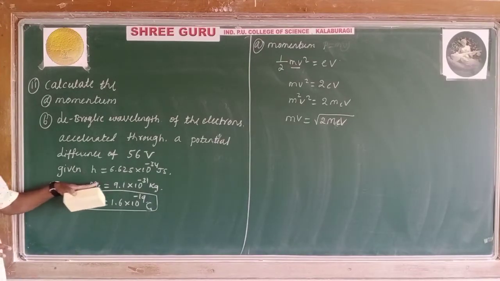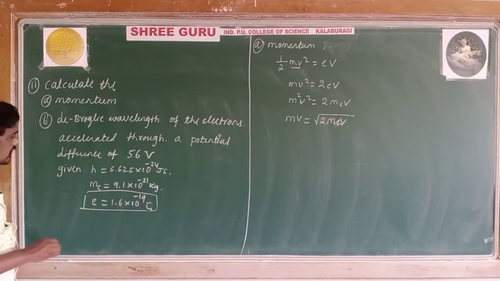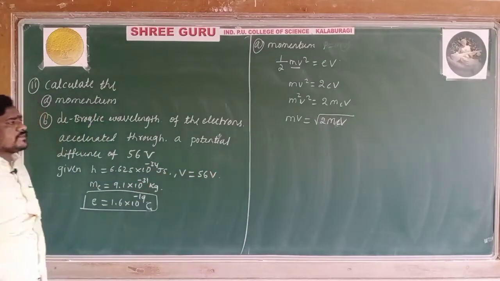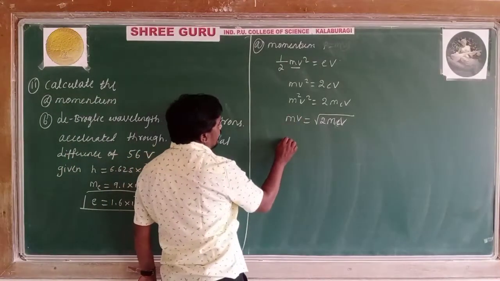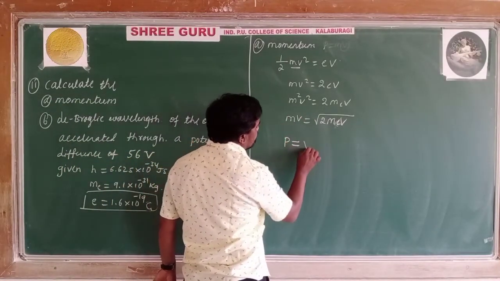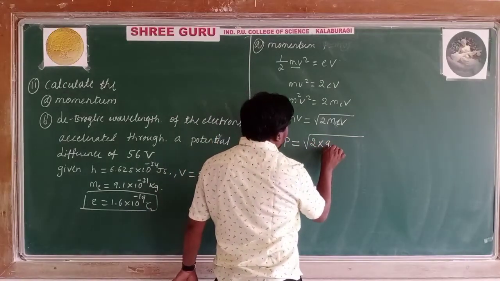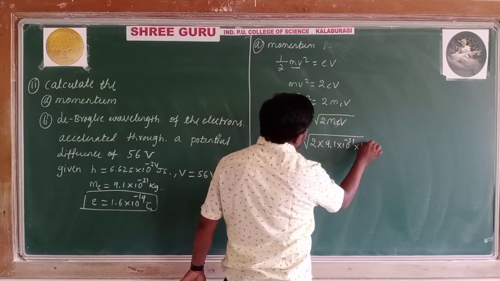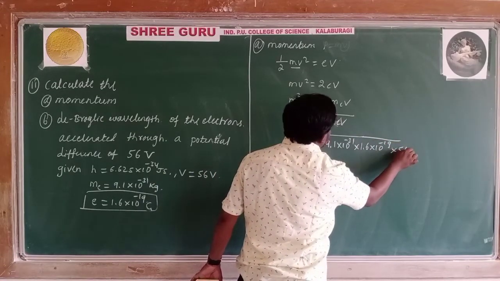We know the mass of electron, e is the charge, and h we know, and also potential V is equal to 56 volt. Now we can substitute the given values. This becomes momentum, mass into velocity, is under root of 2 into mass of electron 9.1 into 10 raised to minus 31 kg, and e is the charge, that is 1.6 into 10 raised to minus 19, and potential difference is 56.